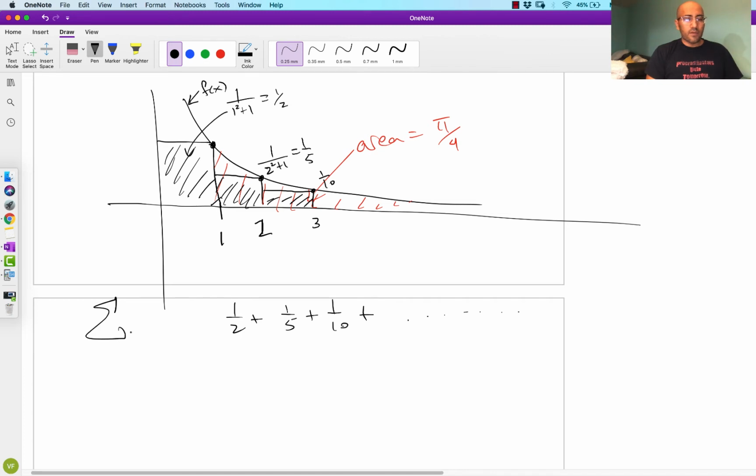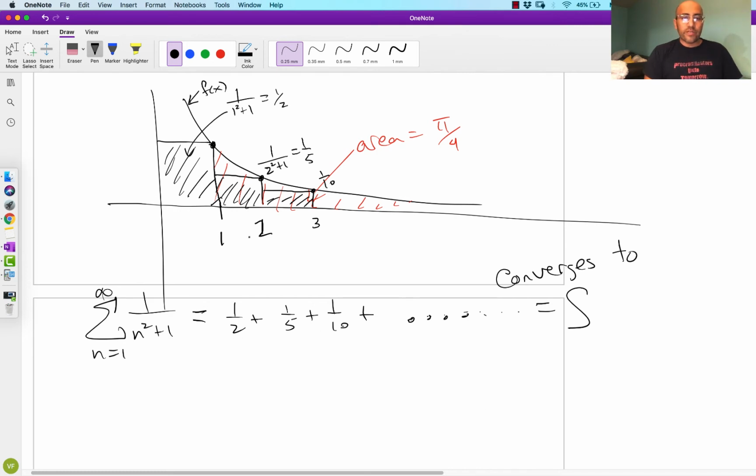The sum as n goes from 1 to infinity of 1 over n squared plus 1 is equal to this, whatever this is. So often we say it converges to S, no subscript.